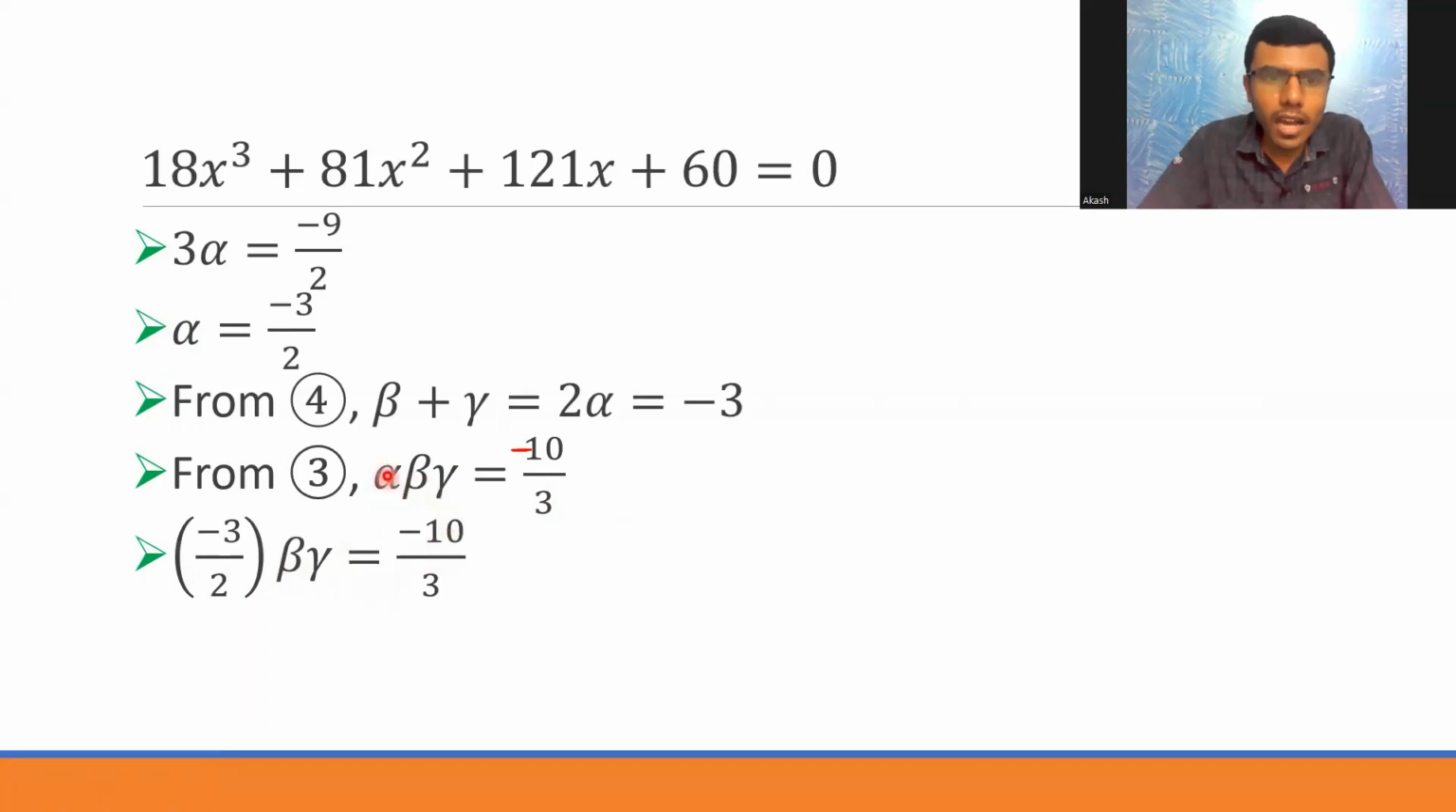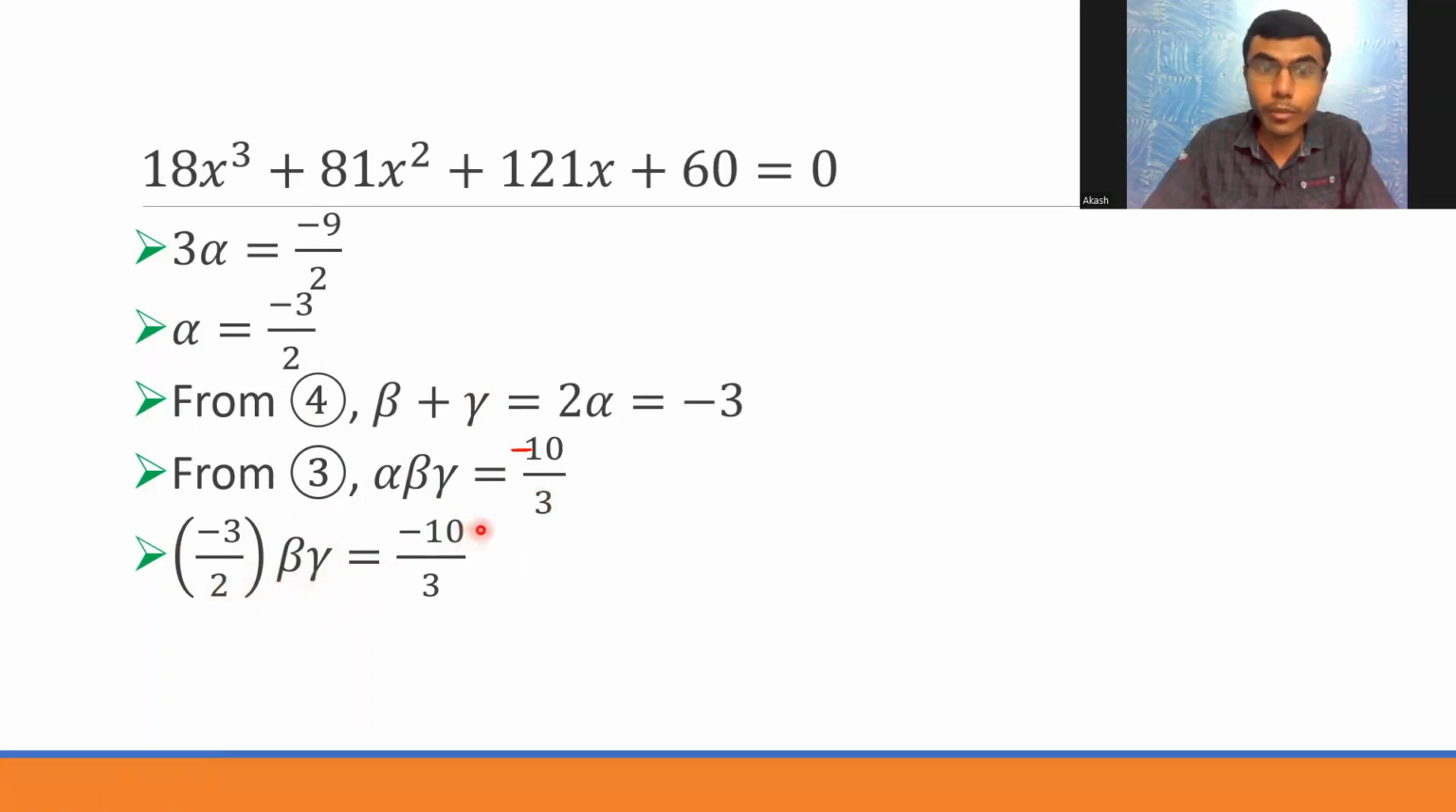Now next. Alpha is what? Minus 3 by 2. Alpha is minus 3 by 2. Okay. Into beta gamma is equal to minus 10 by 3. As I mentioned, this should be minus 10 by 3. It came out as 10 by 3. Sorry for that.